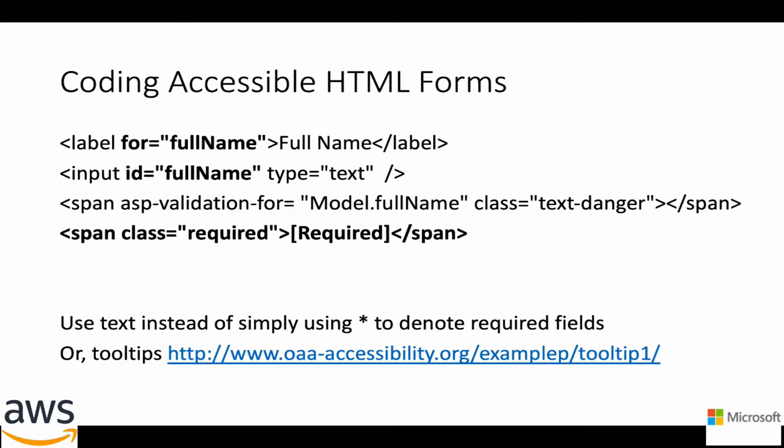And if you look at the link on the bottom, oaa-accessibility.org has this nice little tooltip that pops up, but it is not modal and it does not get in the way. So it's kind of out of the way, but when people move past the field, it will then tell them this field was required. So when you do your validation, required and other things, just remember, don't rely on just color. Don't rely on just a star. Just make it clear for people, whether it be with one of the accessible tooltips or just square brackets and required.